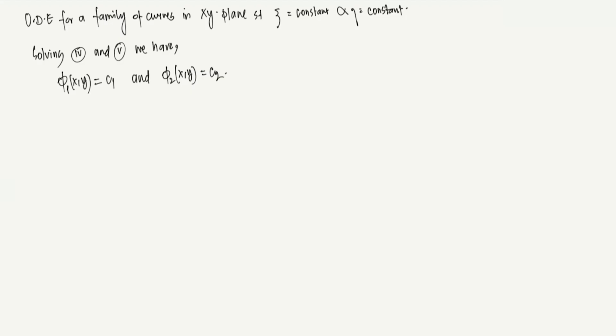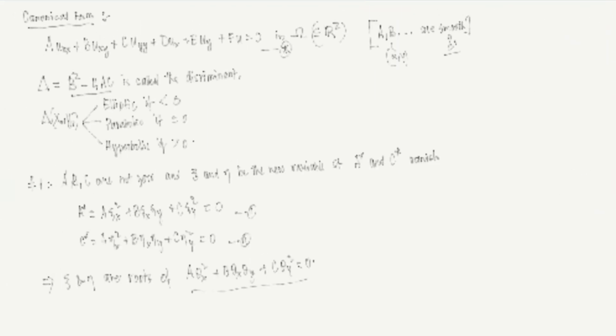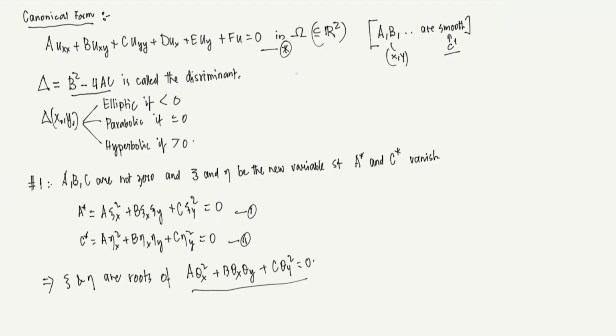Now, if you remember our original goal, we have to find two changes of variable. So what are the transformations? This is the transformation we are going to choose: xi is phi1 of x comma y, and eta is phi2 of x comma y. With these two transformations, you can change the original equation, star, into the canonical form.